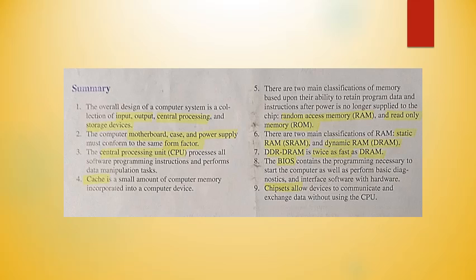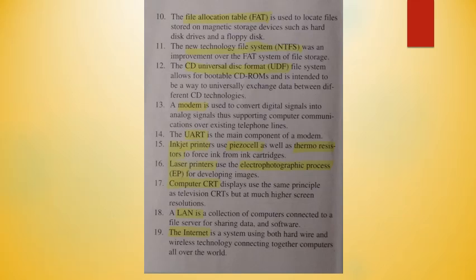The BIOS contains the programming necessary to start the computer as well as perform basic diagnostics and interface software with hardware. Chipsets allow devices to communicate and exchange data without using the CPU. The file allocation table, FAT, is used to locate files stored on magnetic storage devices such as hard disk drives and floppy disks.